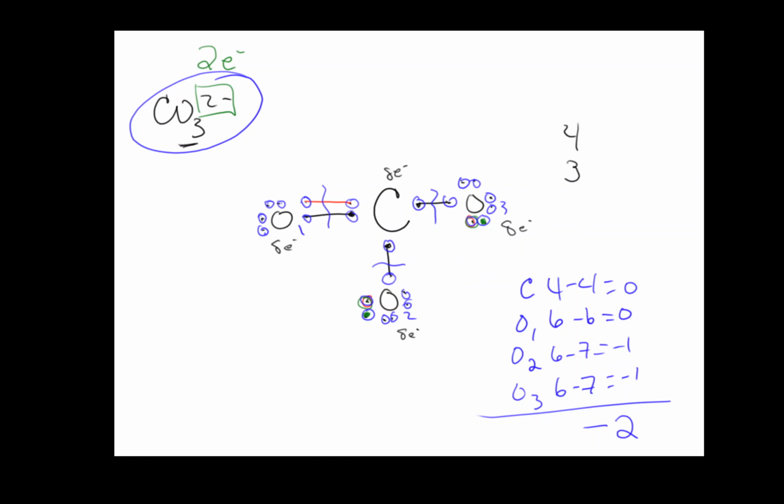All right, so we have done our octets, we've done our formal charges, so I would put a formal charge right there, and I would put a formal charge right there. My next step is, should I draw resonance structures? Now I'm going to clean this up so we can have a nice, pretty new molecule.